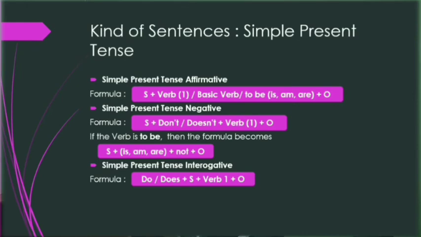And for simple present tense negative, the formula is subject plus don't or doesn't plus verb 1 plus object. If the verb is to be, then the formula becomes subject plus is or am or are plus not plus object. And the formula for simple present tense interrogative is do or does plus subject plus verb 1 plus object.